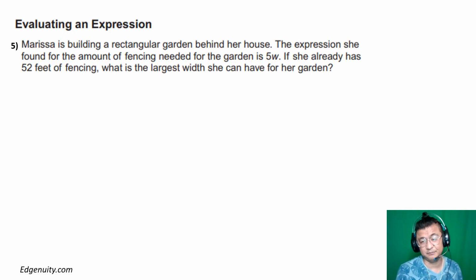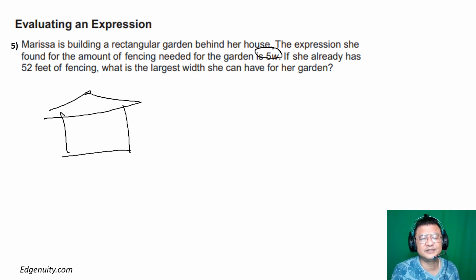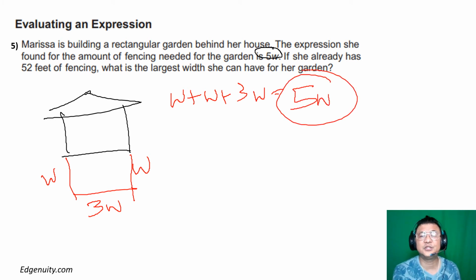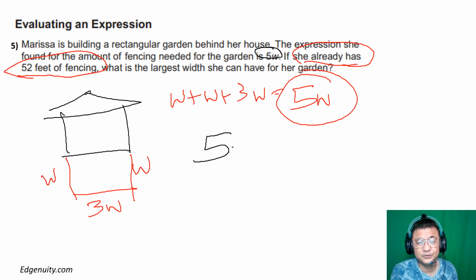Now, we will use it in problem solving. Remember the problem solving we had a while ago about the fences needed by Marisa? This is a W, a W. This is 3W. We said the fence needed would be W plus W plus 3W is equal to 5W. All right, 5W. Now, guess what? She already has 52 feet of fencing. She already knows the total fence needed. So, let's write it down. 5W, she already knows I have 52 feet.